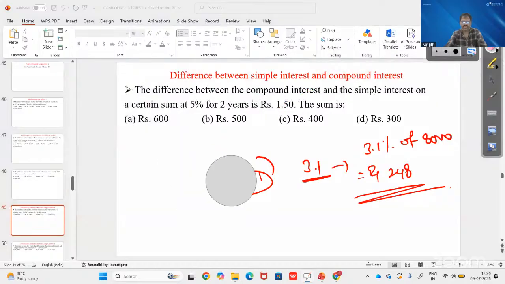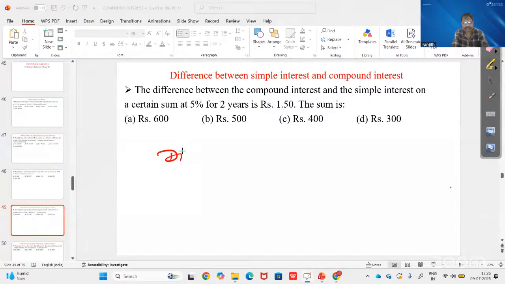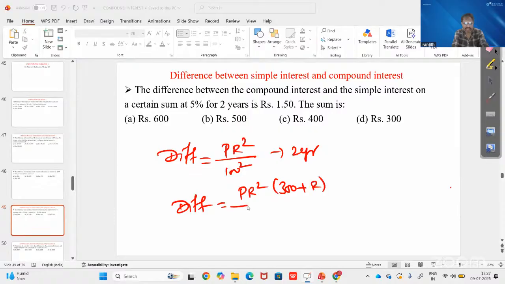We have some formulas for the SI and CI difference, for 2 years and 3 years. If you want the formula, the difference equals P into R square by 100 square. This is the 2 years formula. Next, the 3 years formula equals P into R square into 300 plus R, divided by 100 cube. This is the difference for 3 years.